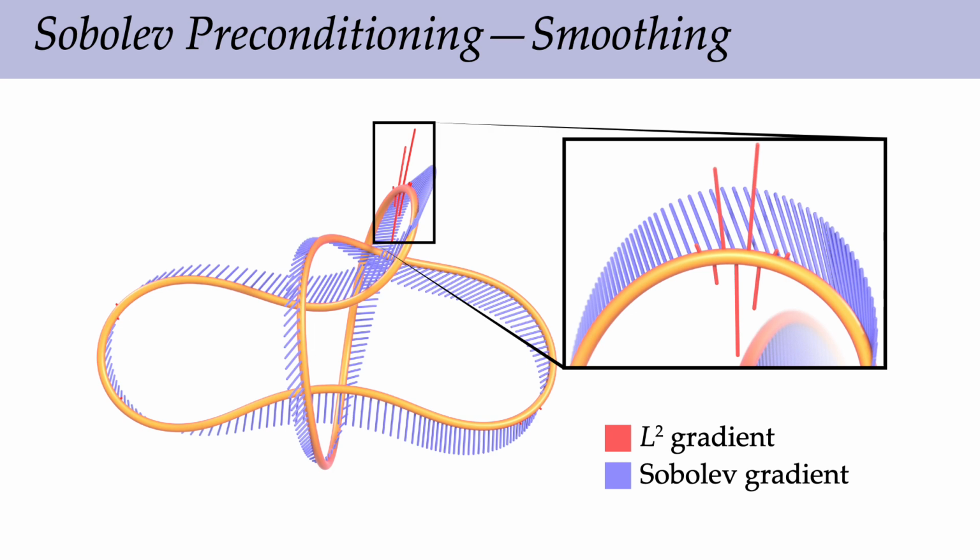So here, if we minimize tangent point energy with respect to L2, then all the effort is focused on the points where the curve is nearly in contact with itself, indicated by these red velocity vectors, whereas the Sobolev gradient enables the whole curve to move around and reduce energy, as we see with these blue velocity vectors.